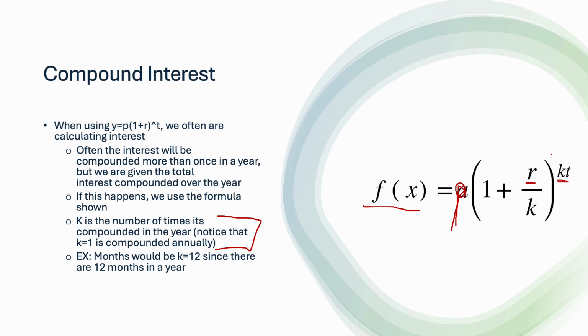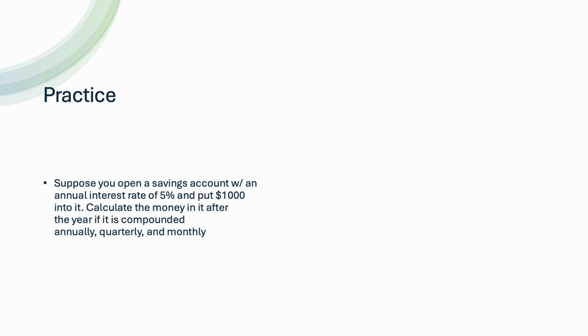But if it's divided up quarterly, we're going to be dividing the rate up by 4, but we're also going to be compounding it 4 times as much. So we're going to multiply by 4 up here in the exponent. And that's kind of a difficult concept to grasp, which is fine. But let's see if we can do a practice problem just to kind of get the hang of it.